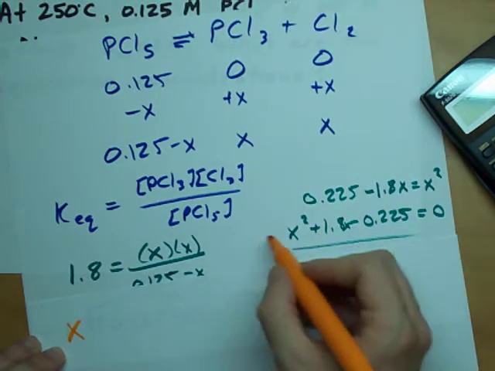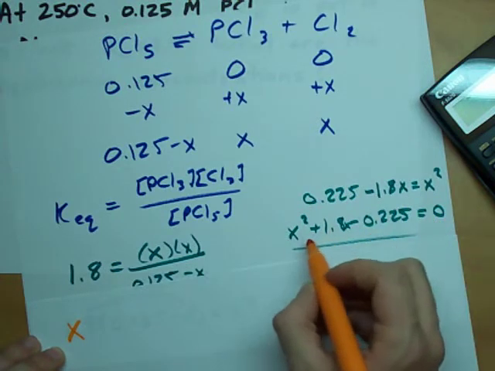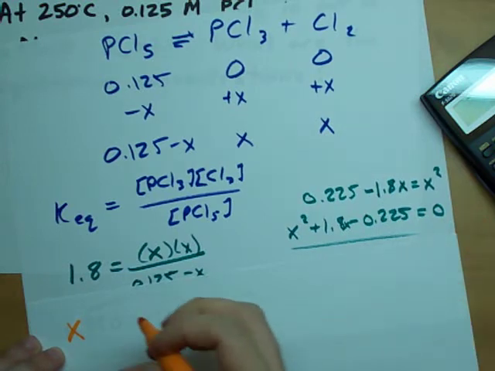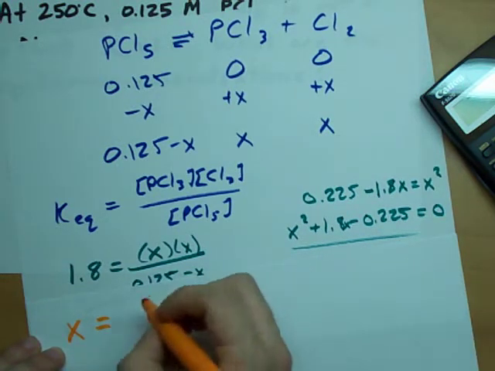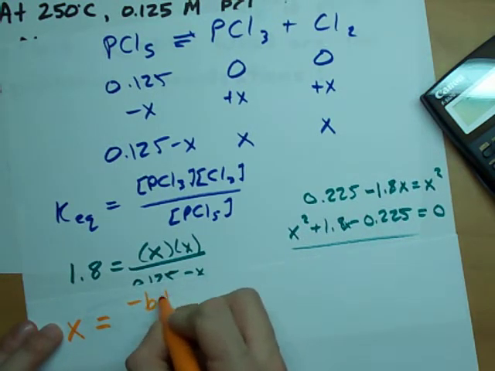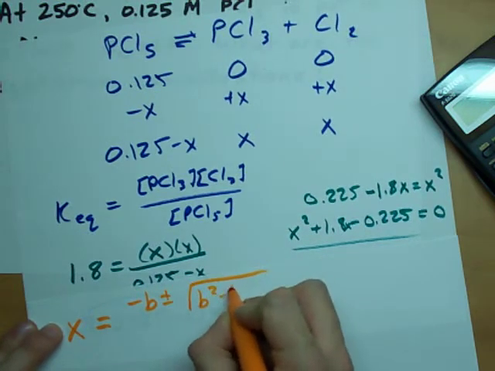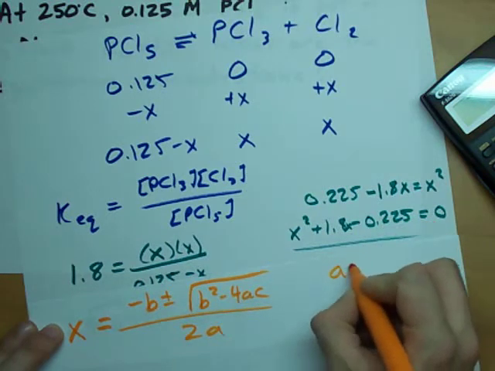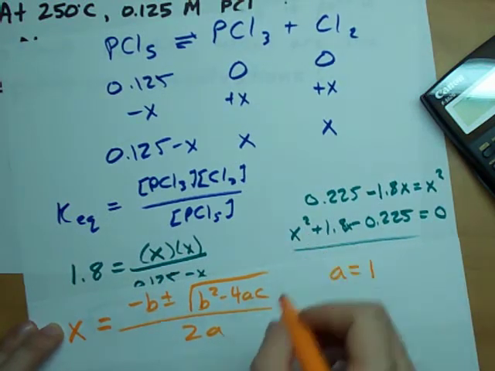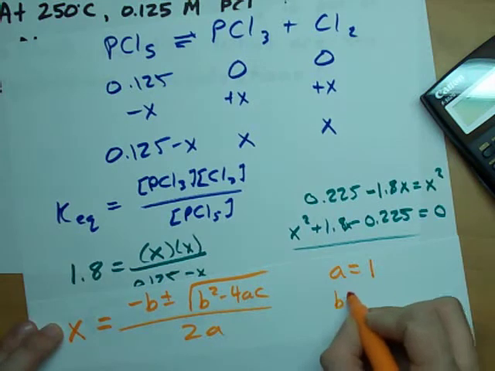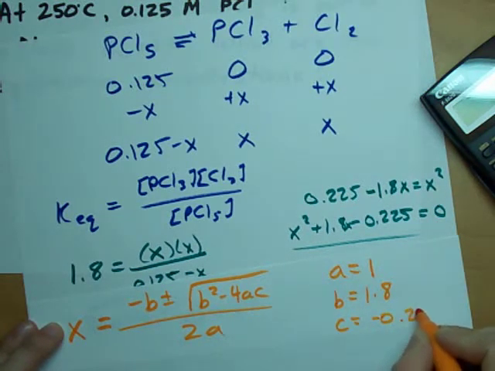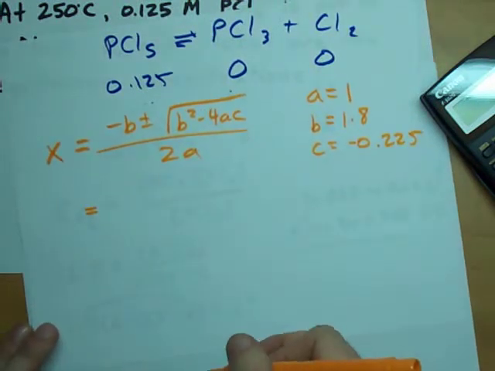When you have everything on one side, and it's in standard form where you have something x squared plus or minus something else x plus or minus something else, and it's equal to 0, you can solve for x with negative b plus or minus the square root of b squared minus 4ac all over 2a. In this case, my a is 1. There's nothing in front of my x squared. My b is 1.8, and my c is negative 0.225. So let's plug these numbers in.